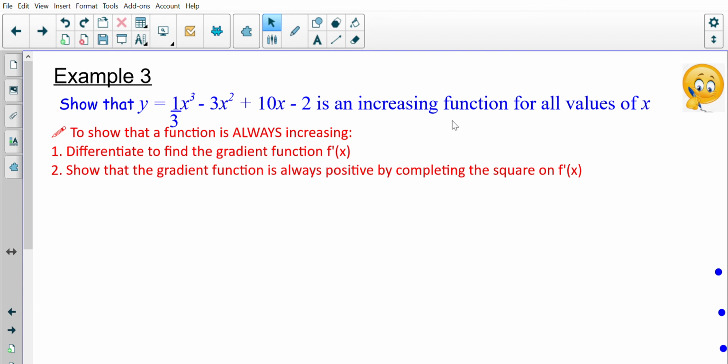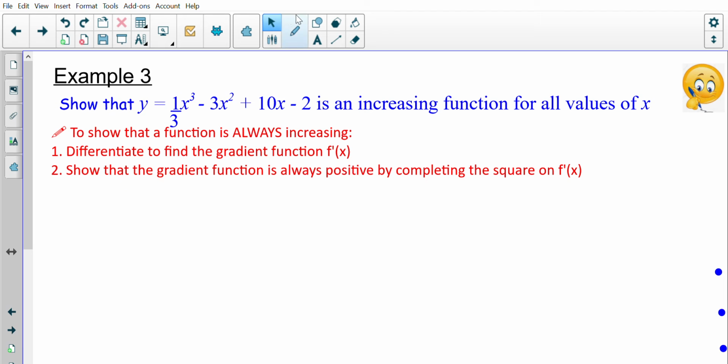So if we have a look at this example again, we're asked to show that it's an increasing function for all values of x. So again, we're going to differentiate to find the gradient function, but we need to use a slightly different way to show that this gradient function is always positive. It's not so clear-cut and obvious as the previous example, so the other way we can show the gradient function is always positive is by completing the square. So let's have a look at this.